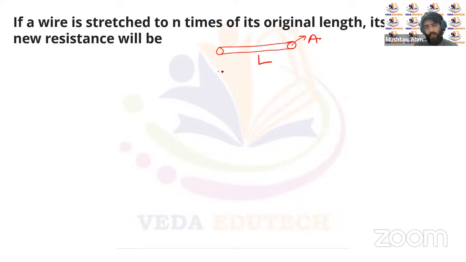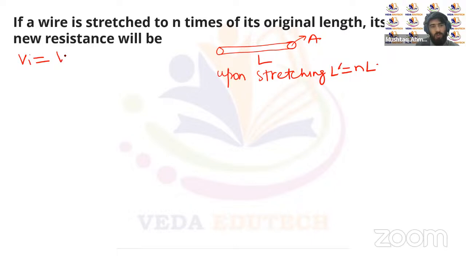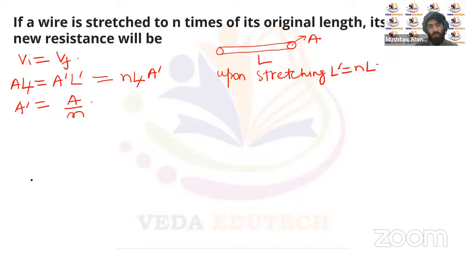Upon stretching, the length of this wire becomes n times, right? It means the new length L dash will be n times L. Volume has to be a constant, so the initial volume will be equal to the final volume once again. The initial volume was A multiplied by L, and the final volume, supposing A dash is the new area of cross section and L dash is the new length, will be n times L into A dash. So from here, A dash comes out to be A upon n, right?